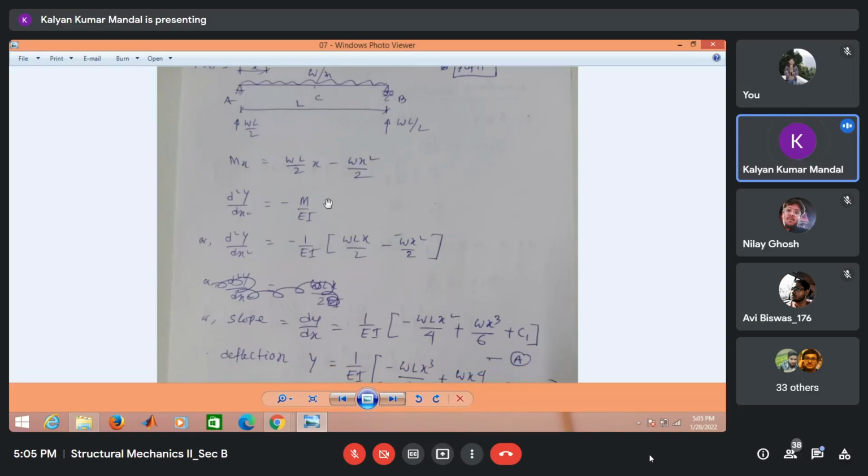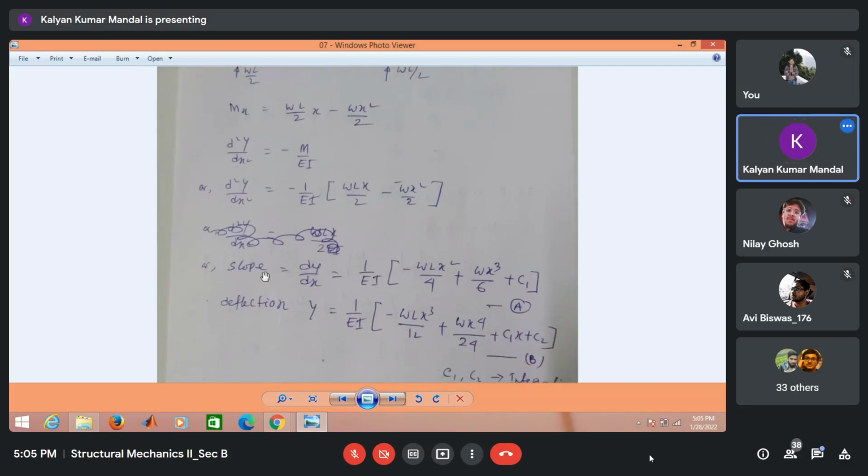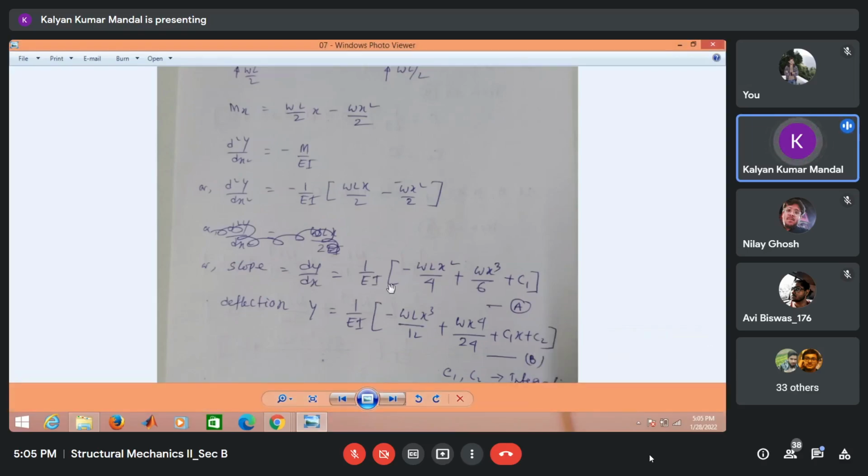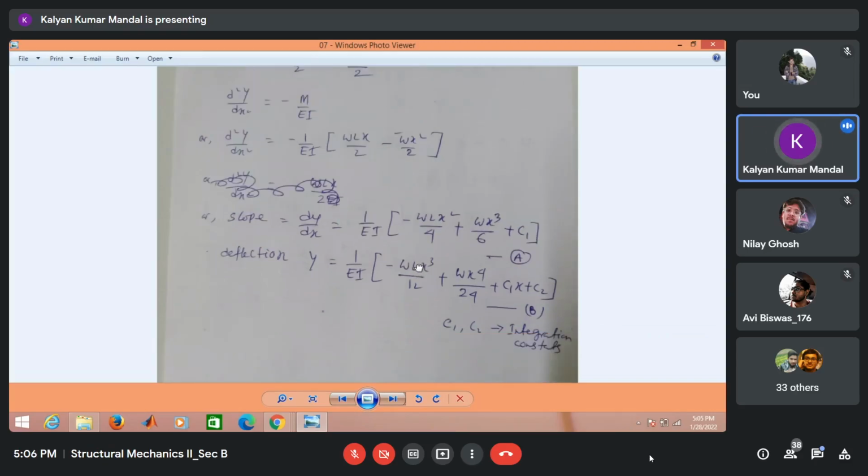Now we just replace the M in the moment curvature relationship by this expression. That is d2y dx2 becomes minus 1 by EI, WLx divided by 2 minus Wx square by 2. Now, if we integrate this, we get the expression for the slope, dy dx, which is nothing but the slope of the elastic curve. It becomes 1 by EI, minus WLx square divided by 4 plus Wx cube divided by 6 plus C1. C1 is the integration constant.